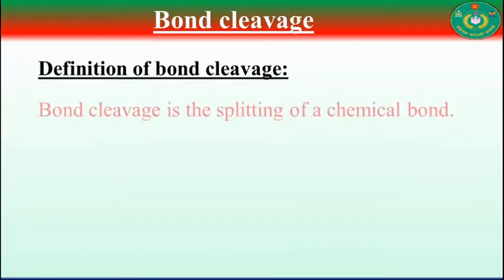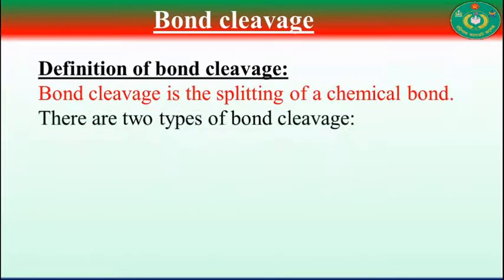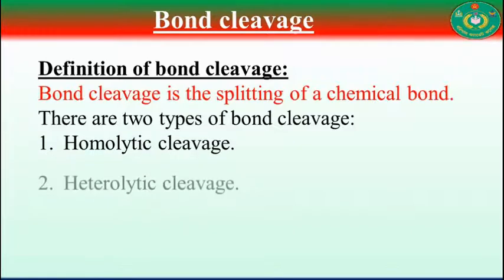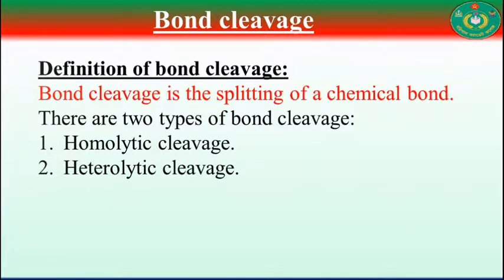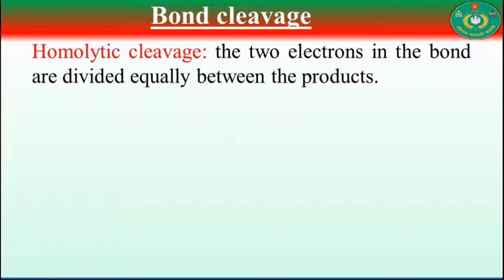Now, bond cleavage. The splitting of a chemical bond is known as bond cleavage. There are two types of bond cleavage: homolytic cleavage and heterolytic cleavage. Now, the homolytic cleavage. In homolytic cleavage, the two electrons in the bond are divided equally between the products.